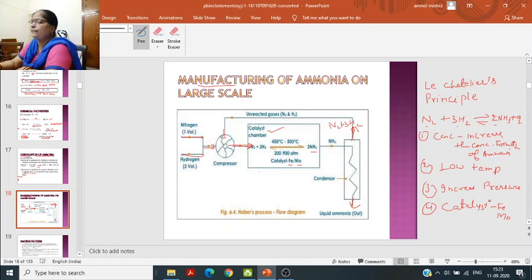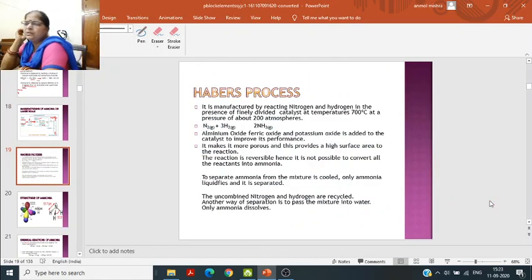Now Haber's process, the same it is, that is how it is prepared. So we will repeat once again the manufacture method.